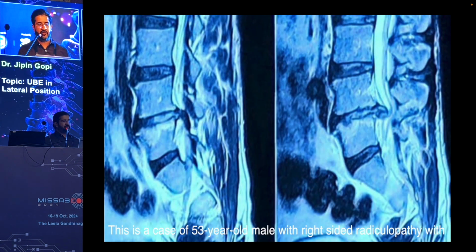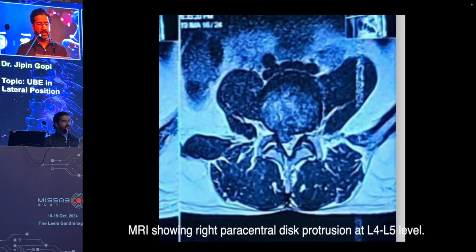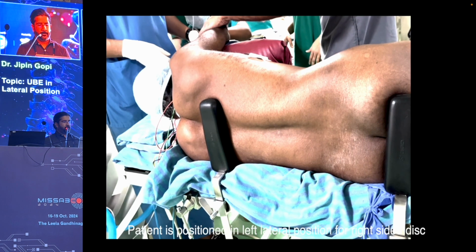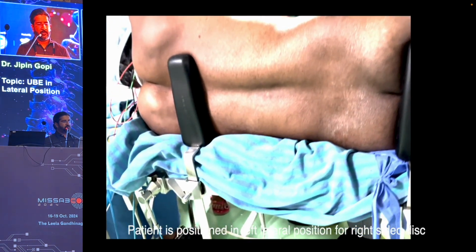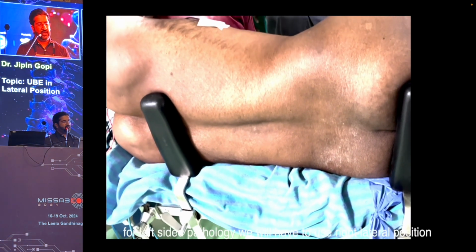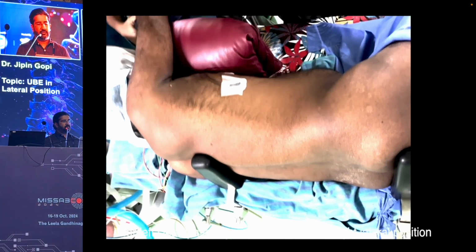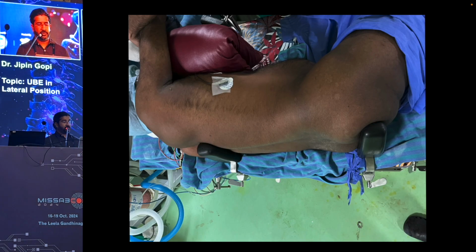This is a case of a 53-year-old male with right-sided radiculopathy, with MRI showing a right paracentral disc protrusion at the L4-L5 level. The patient is positioned in left lateral position for the right-sided disc. If it was a left-sided pathology, we would have to place the patient in right lateral position.